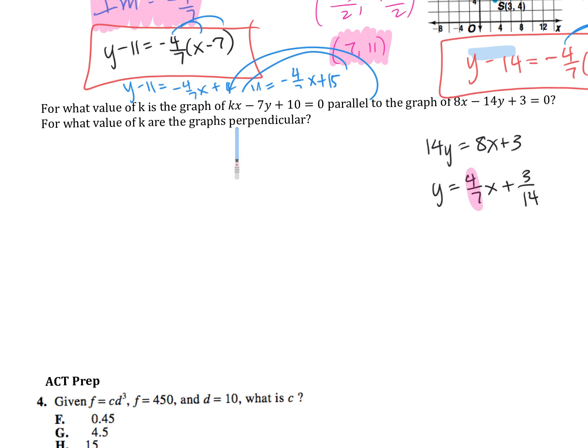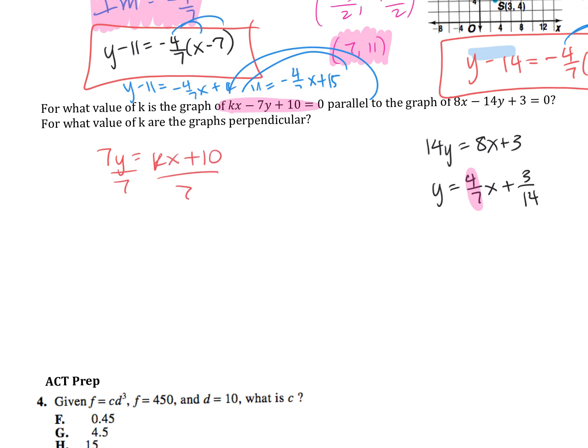Can we also get this into slope-intercept form? Just be mindful that we have a k instead of an actual number, which is fine. Do we want to subtract kx or add 7y on that one? Let's add 7y. So we get 7y equals positive kx or negative kx? Positive kx plus 10.